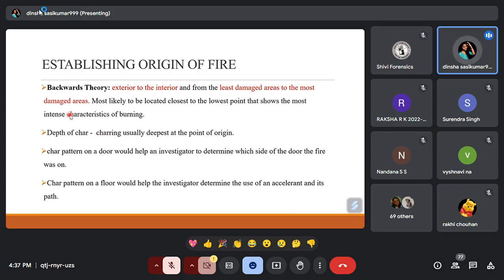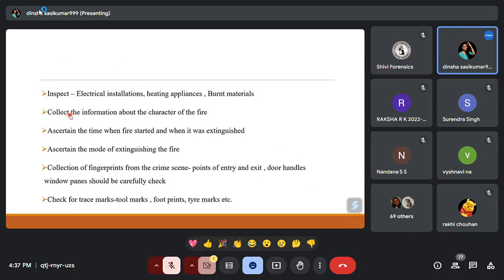Char pattern on a floor would help the investigator to determine the use of accelerant and its path. There may be char patterns from trailers. Such patterns will help us to determine the use of accelerants or trailers. Then we have to inspect the electrical installations, heating appliances, and burned materials. If there is short circuit, overloading, or jury rigging, the investigator should inspect all these materials in detail.